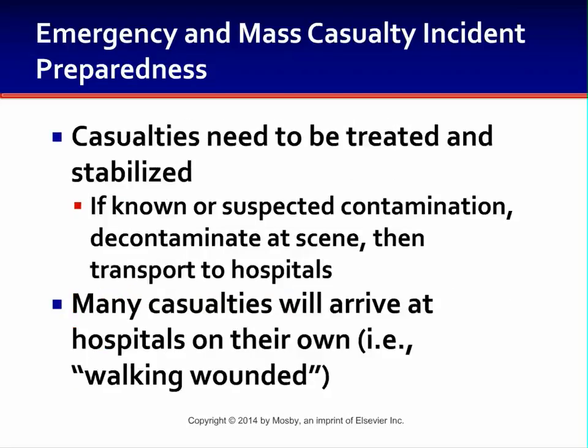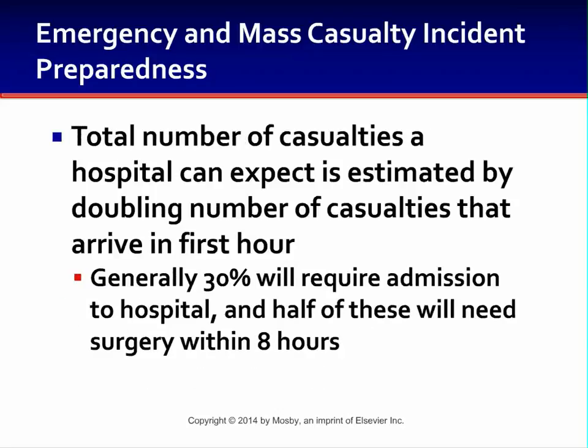Casualties need to be treated and stabilized. If contamination is known or suspected, decontaminate at the scene and then transport to the hospitals. Many casualties will arrive at hospitals on their own, the walking wounded. The total number of casualties a hospital can expect is estimated by doubling the number of casualties that arrive in the first hour. Generally, 30% will require admission to the hospital, and half of these will need surgery within 8 hours.